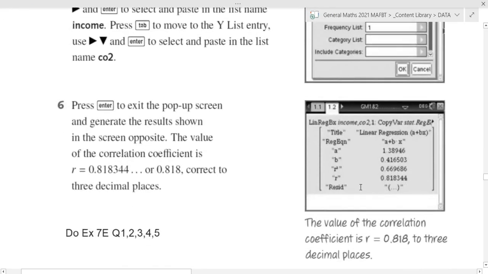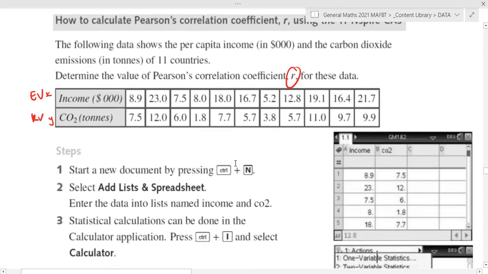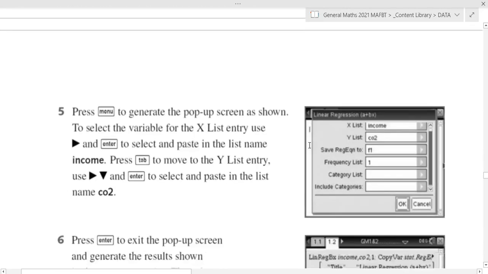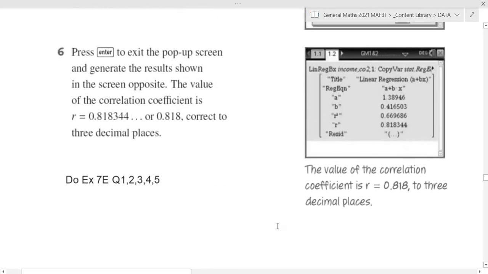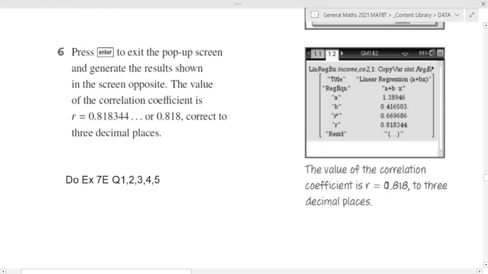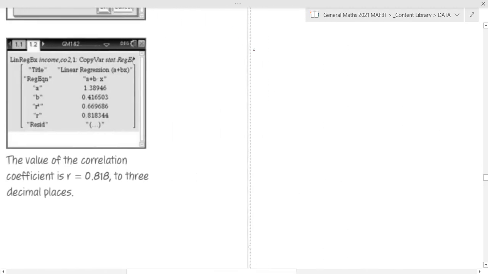Okay, and that should be the R value as well there. So the question here, actually, does it ask us to do it in significant figures? It doesn't say, but if we were to do it in 3 significant figures, it's 0.818. So if we were asked to interpret 0.818 as an R value, how do we interpret that?